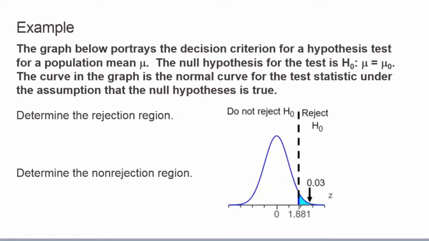Determine the rejection region. Since our z-value is 1.881, and since it is shaded to the right, we have a right-tailed test, so z is greater than or equal to 1.881. Determine the non-rejection region. Since the rejection region is to the right, the non-rejection region would be to the left. Z is less than 1.881.